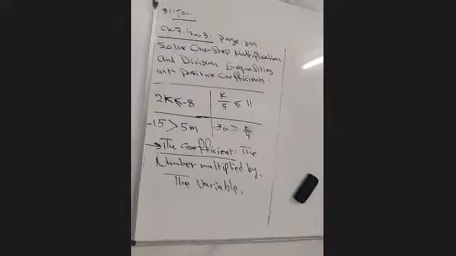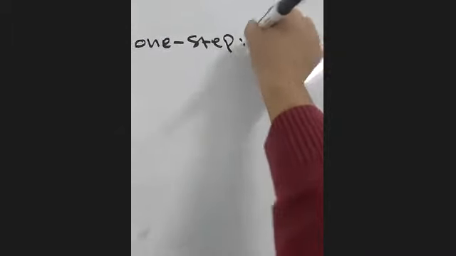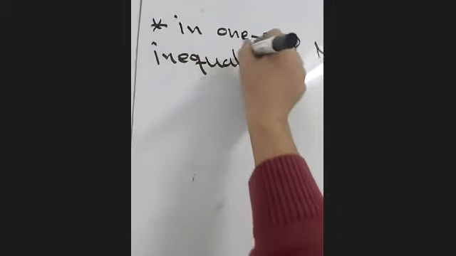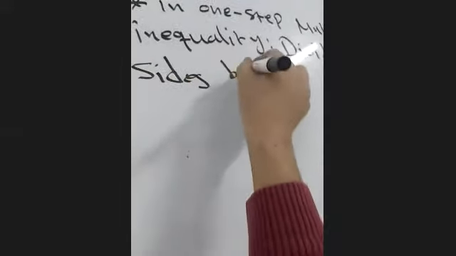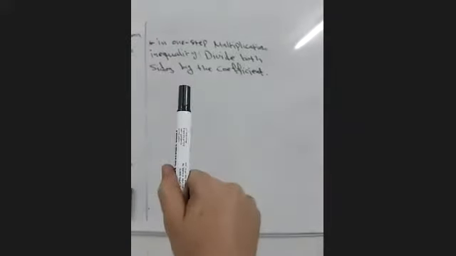Now, how will we solve the one-step inequalities in division and multiplication? Look here, guys, and it's very important. And focus, please. In one-step multiplication inequality, what will we do, guys? Divide both sides by the coefficient. So in one step multiplication inequality, divide both sides by the coefficient.